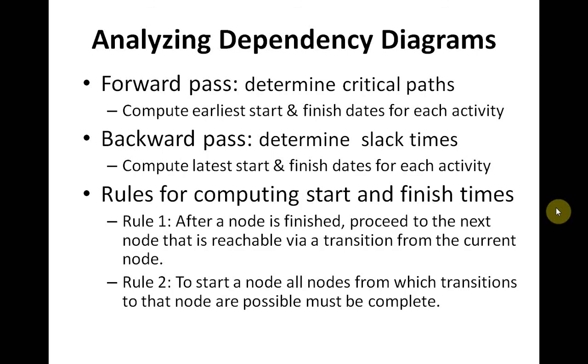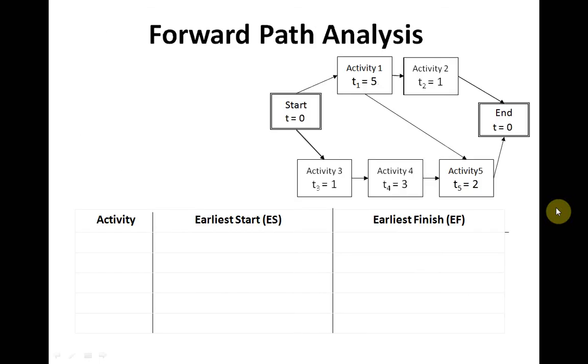We follow the following rules to compute the start and finish times. Firstly, after a node is finished, we are going to proceed to the next node that's reachable through a transition from the current node. And secondly, to start a node, all nodes from which transitions to that node are possible must be complete. Now let's see an example.